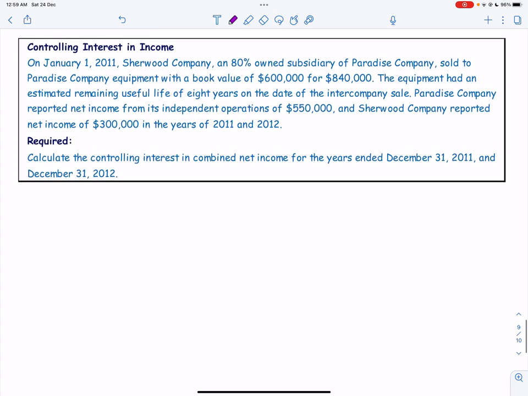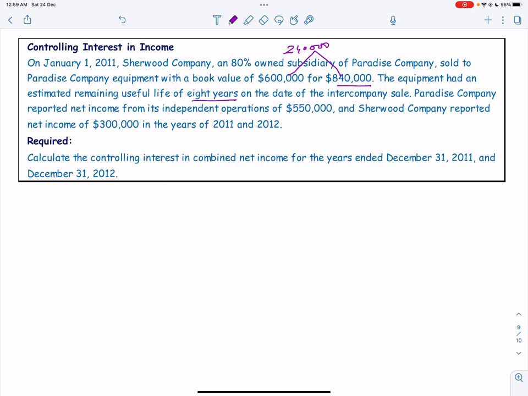Now on January 1, 2011, Sherwood Company, an 80% owned subsidiary of Paradise, sold Paradise Company equipment with a book value of 600,000 for 840,000. So they recorded a profit of 240,000, and this is an intercompany profit. The equipment has an estimated remaining useful life of 8 years on the date of the intercompany sale.